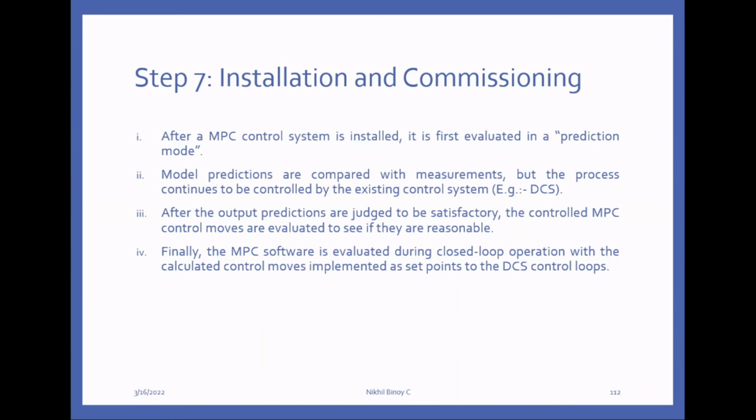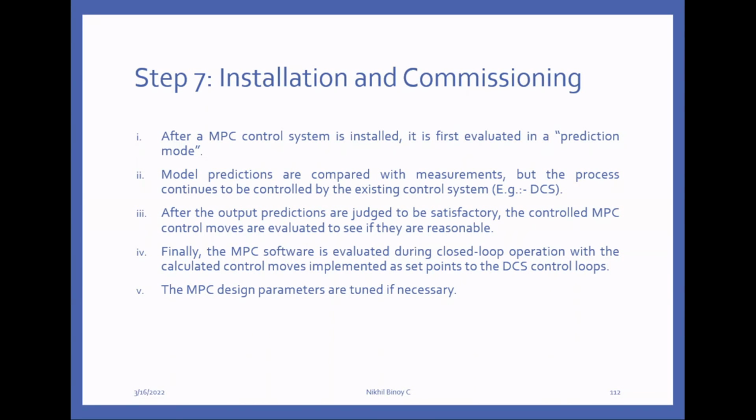Okay. If all these four are satisfactory, what are the four steps? First one, run the model predictive control in the prediction mode. What is the second step? Check whether the predictions are accurate or not. If it is accurate, what is the third step? Check whether the model predictive control is giving satisfactory control output. But please note, still the conventional control system is used to run the process. Now what is the final step? Now we are running the closed loop, meaning give the control output to the process and check whether the model predictive controller is capable of running the process satisfactorily.